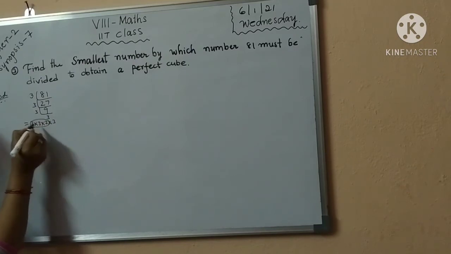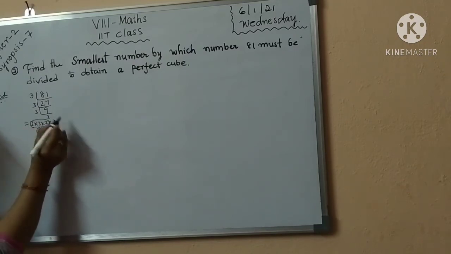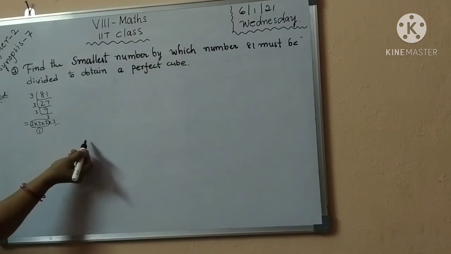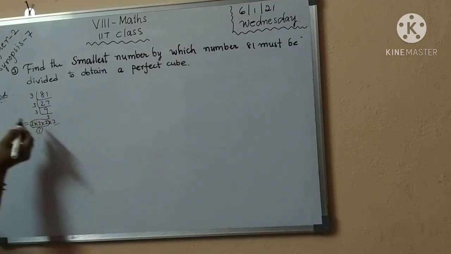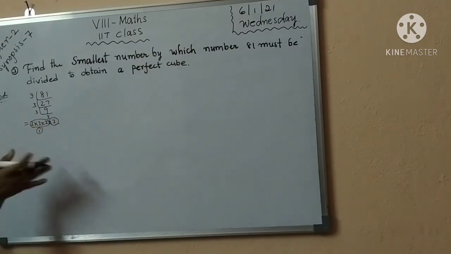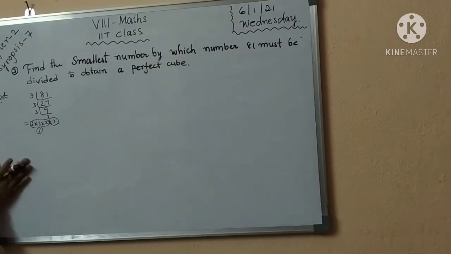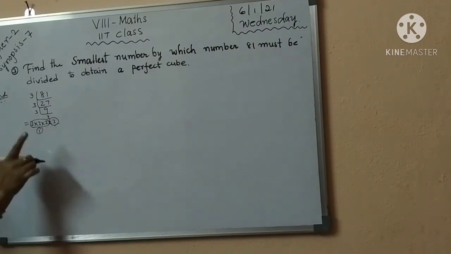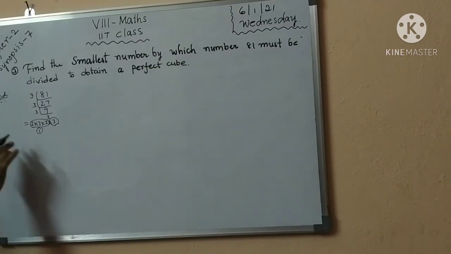Here a group of 3 is one group, and there is another 3 remaining. In the first group, the three 3s make a perfect cube. One number is remaining, so that is not a perfect cube. Clearly the prime factor 3 does not appear in a group of 3; only one 3 is there. So 81 is not a perfect cube.